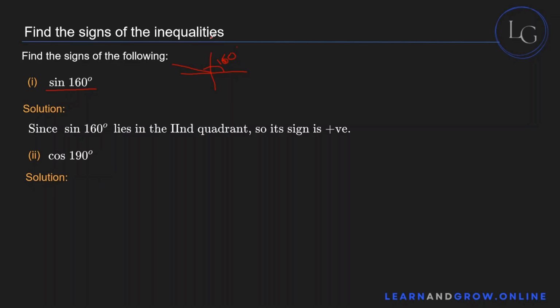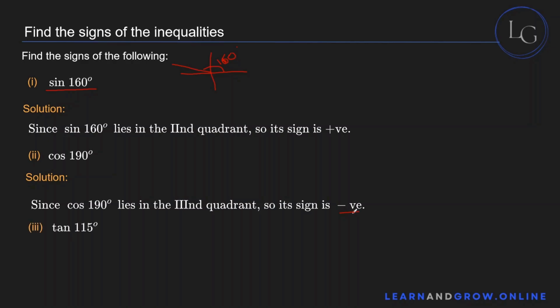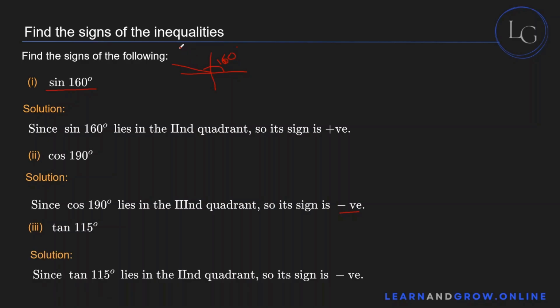Similarly, cosine 190 lies in the third quadrant, and we know that in the third quadrant only the tangent functions are positive, so cos 190 will be negative. And let's say we have tan 115, that lies in the second quadrant, and we already know that in the second quadrant only the sine functions are positive, so tan 115 degrees is negative.